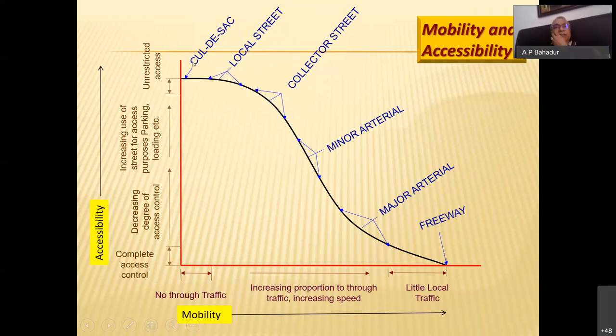Then you have still less mobility and more accessibility. So you can have a rural road or something like that. So that is how this is called your hierarchical system of road planning. Now, hierarchical system of road planning has one more advantage.